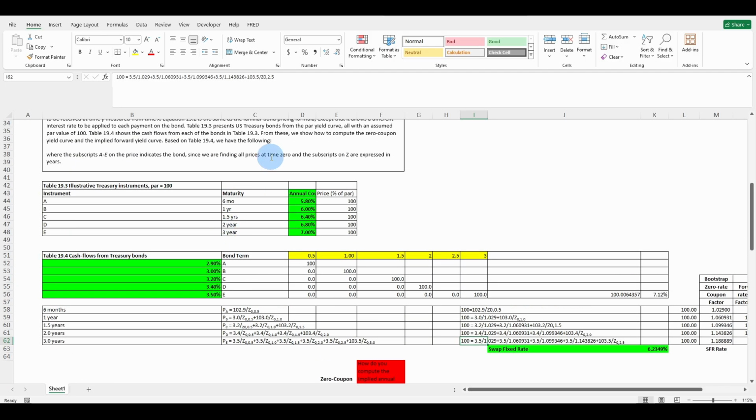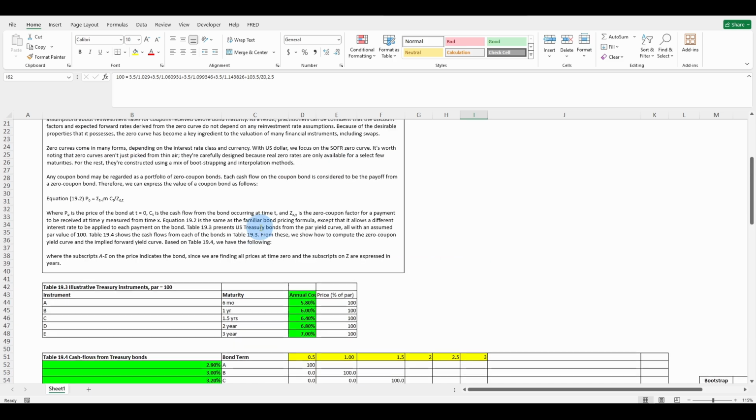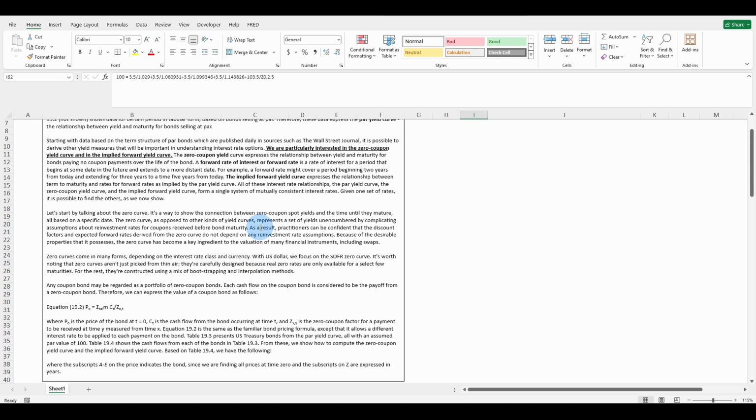What do I mean by that? In order to compute the zero, we're just going to have to use this formula repeatedly over and over and over again in order to come up with the zero coupon. With that being said, I'm going to shut up and I'm going to explain to you where we're going. Starting with the data, we're particularly interested in the zero coupon and in the forward yield curve. The zero coupon yield curve expresses the relationship between yield and maturity for bonds paying no coupon payment over the life of the bond.